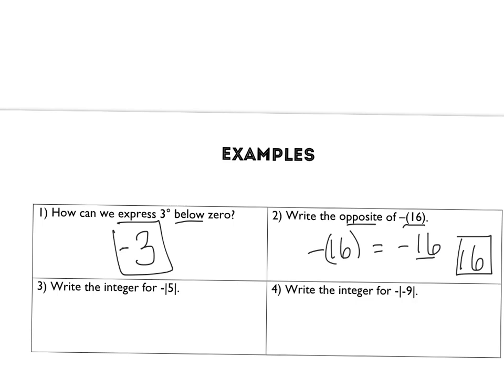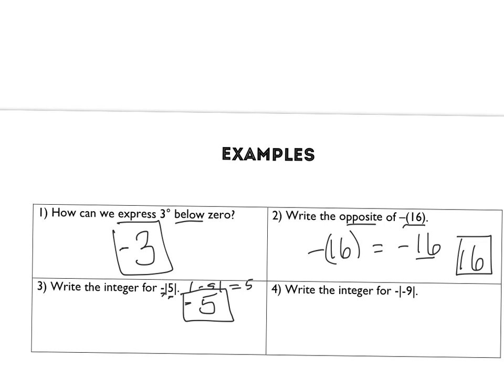Number 3, write the integer for negative absolute value of 5. So the absolute value of 5 is 5. And it's the opposite of that. This would be different if the negative were inside of the absolute value, but it's not. It's on the outside of it. So because it's on the outside, you take the absolute value of 5, which is 5, and then the negative is outside of that, so we have to attach it.